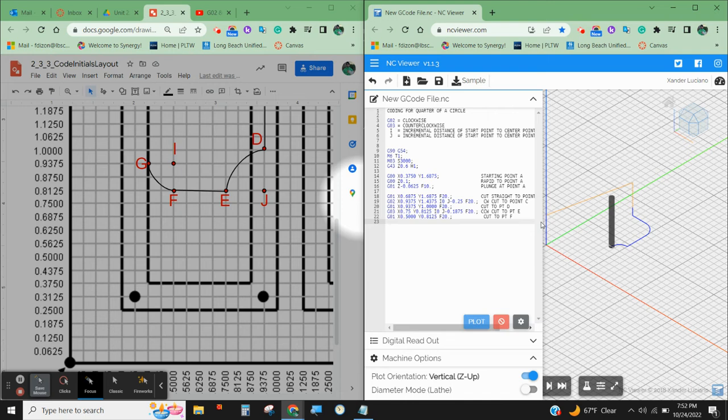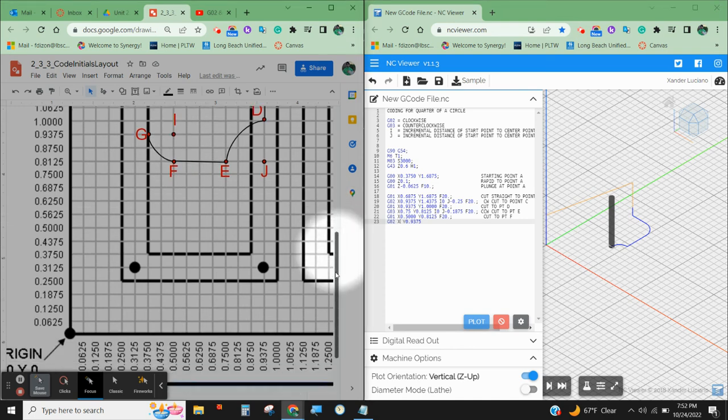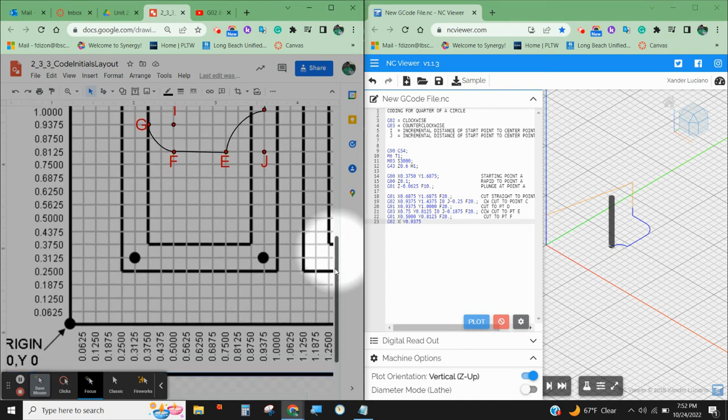G02 because we're going clockwise. So we're gonna type in G02, and X and Y for my ending point, which is G. I'm going to type in my G. My Y for G is 0.9375. And then the X for G is, so again, it's right here. That's why I got my Y. And my X for G is 0.375.